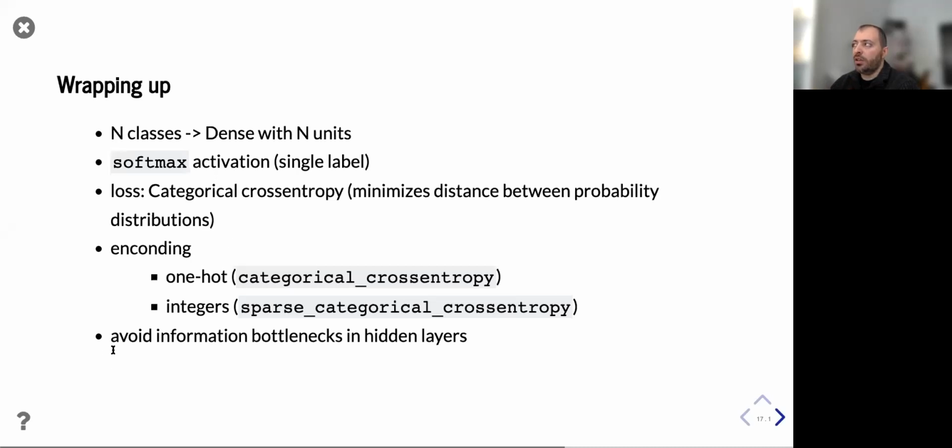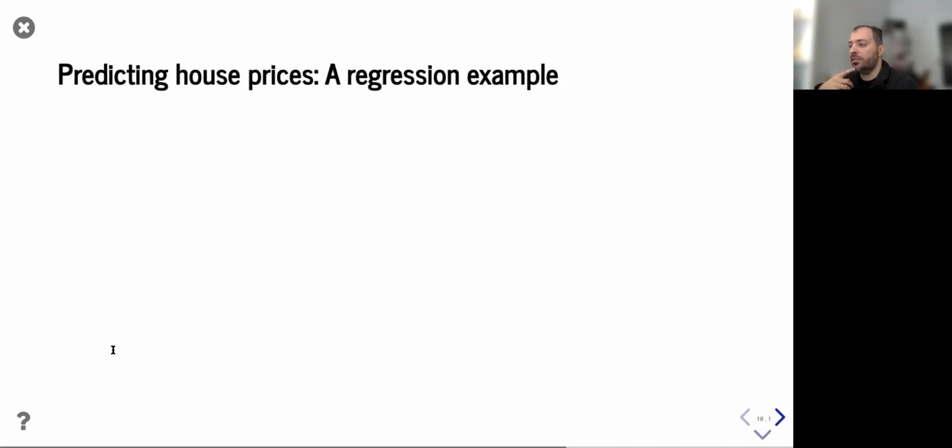And then the last thing is what we saw before, that you should try to avoid any information bottlenecks in the hidden layers. So this was more or less the second out of the 3 tasks that we will see today. And let's move to the third one and see what we can learn from this one. This one is very different than the first 2. Here we have a regression problem.